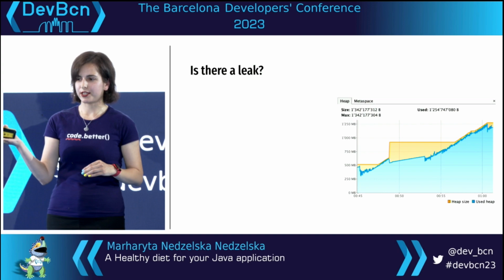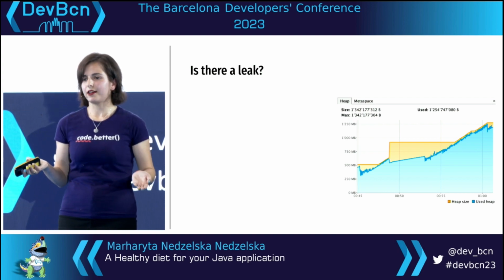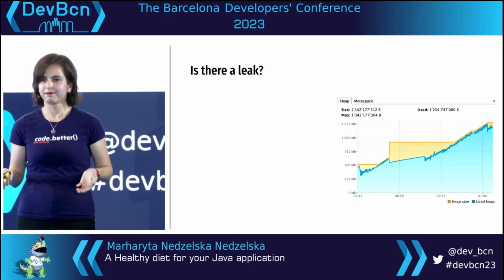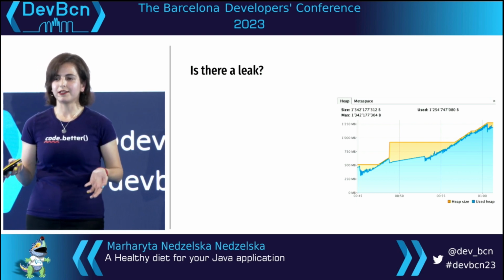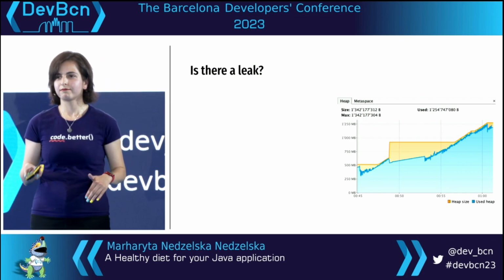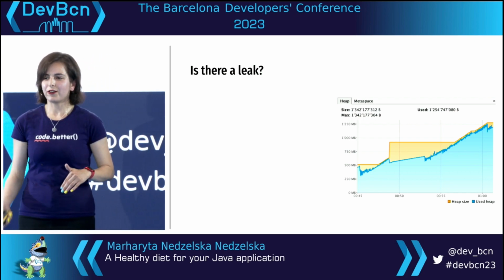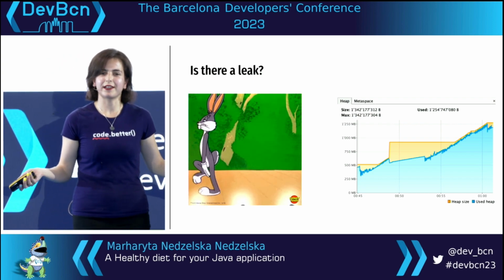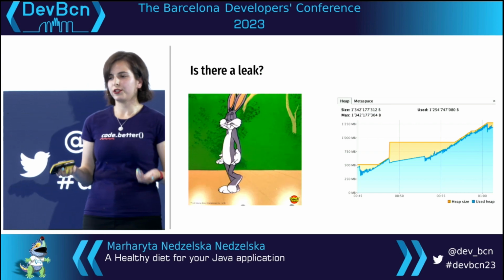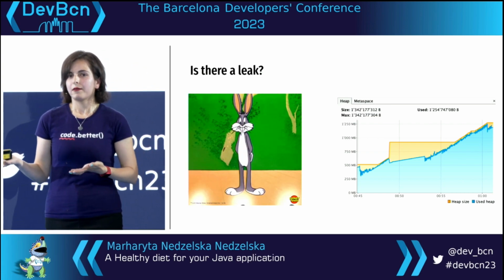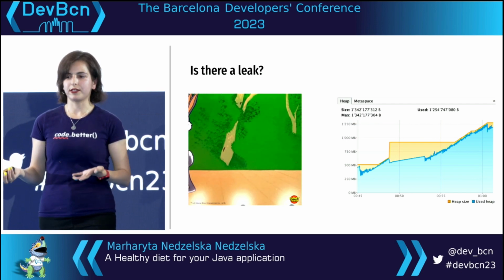For example, you see this graph, and raise your hands if you think that there is a leak. And raise your hand if you think there is no leak. Okay, so the honest answer would be, I have no idea. Like, how could you know if there is a leak or no, just looking at the memory, because it could be just natural consumption.